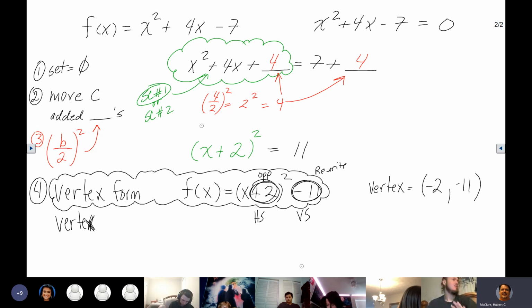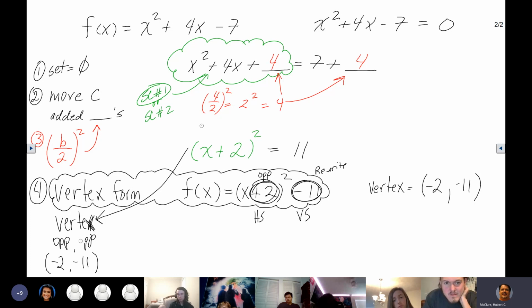Now, if you just want to write it from here, you just take the opposite of both. So that would be -2 and -11. Now that's the way I'm going to do it. I'm going to do it both ways for the first 4 or 5 problems. But afterwards, I'm going to stop doing the vertex form because they only want that on test and homework. And I'm just going to write the vertex.